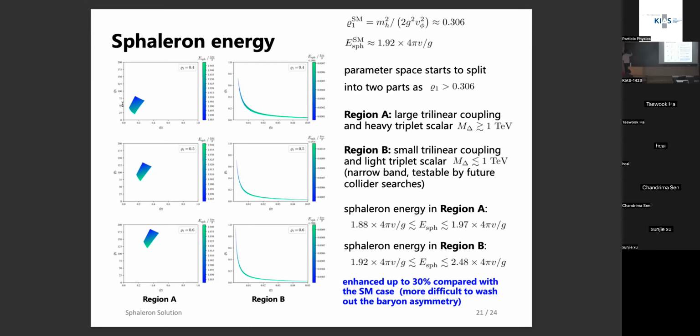And the Sphaleron transition rate depends on the exponential of its energy divided by temperature. So inside the bubble, we have a larger Sphaleron energy compared with the standard model, which means we have a smaller Sphaleron rate. So this means it's more difficult for the generated baryogenesis to be washed out by the inverse process of Sphaleron. So this is what we want when we do a successful electroweak baryogenesis.